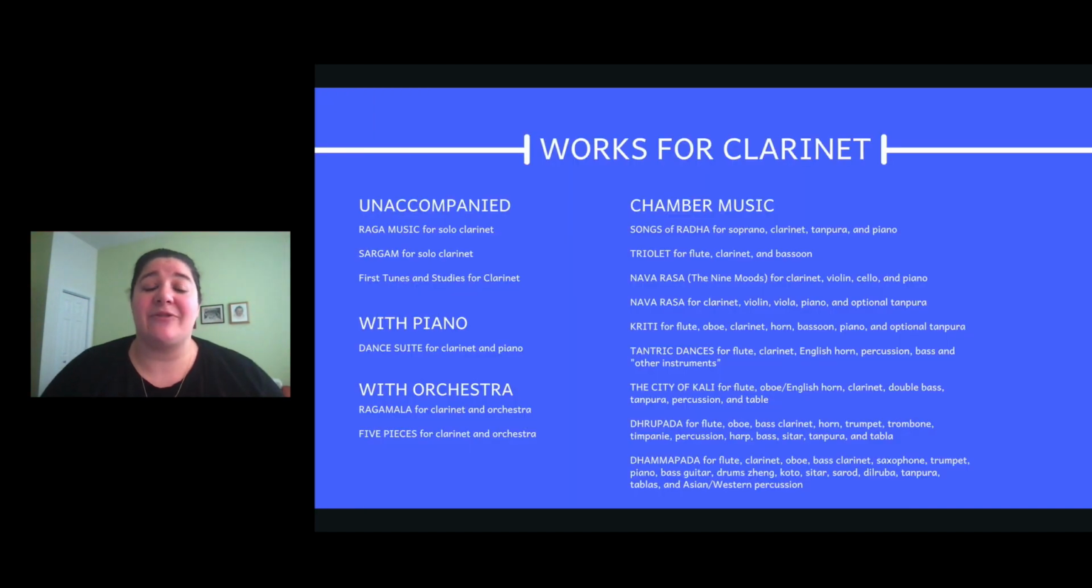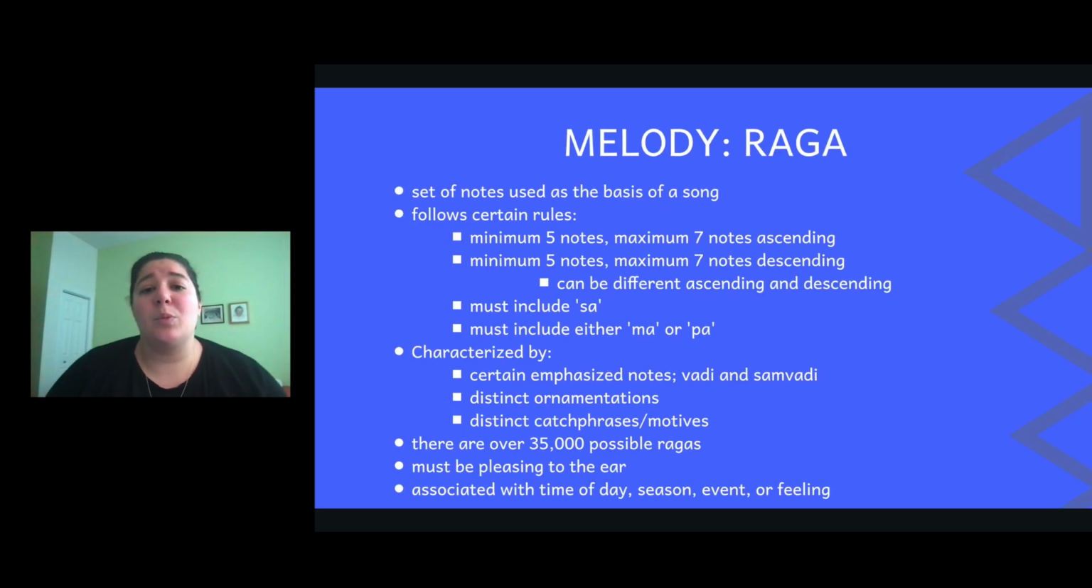Here is a list of Mayer's works that include clarinet. Many of these are unpublished and unrecorded, and some of them unperformed. As you can see, many of his chamber works include Indian instruments, and some of them are named after Indian terms. Today we'll be looking at Raga music for solo clarinet, Sargam for solo clarinet, and Dance Suite for clarinet and piano. Before we move on to discussing Raga music for solo clarinet, let's discuss what Raga is.